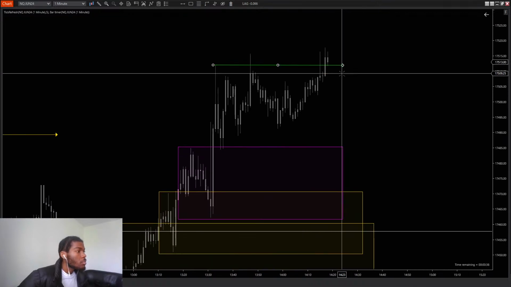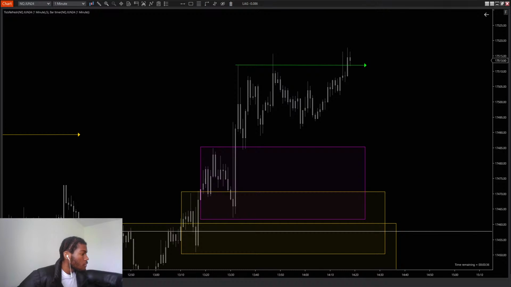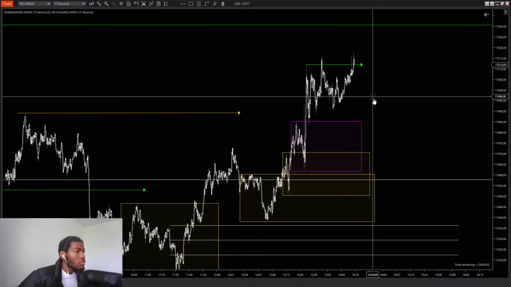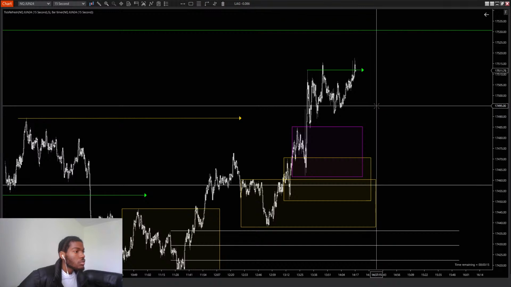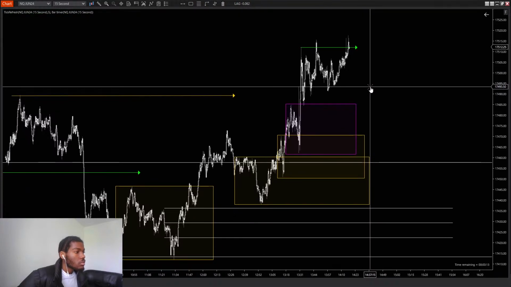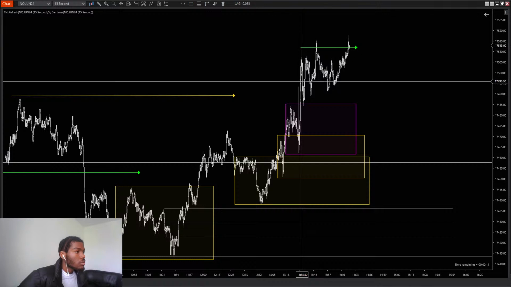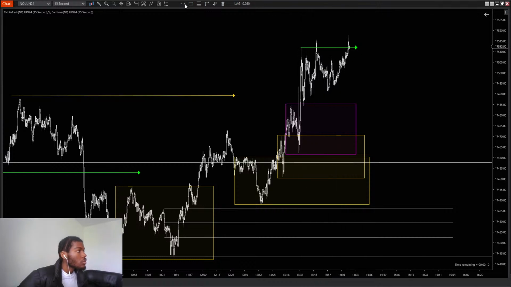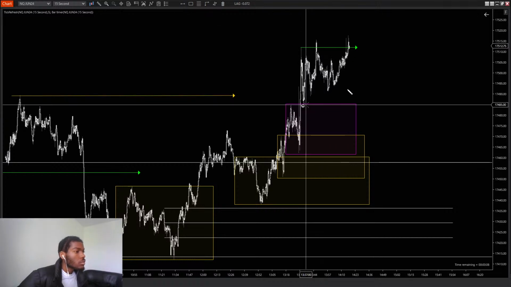You see a closure above this high, I'm gonna have to step to the 15 and just see what I go on. These lows are targets.